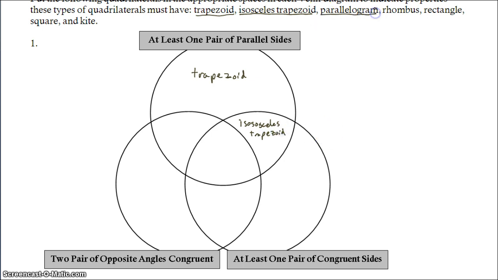Parallelogram has at least one pair of parallel sides. Two pair of opposite angles congruent. Yes, a parallelogram has that. At least one pair of congruent sides. Yeah, a parallelogram has that also. So a parallelogram has all three properties, so it goes in the middle.